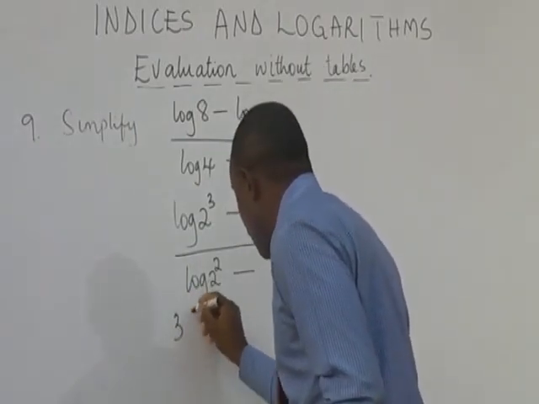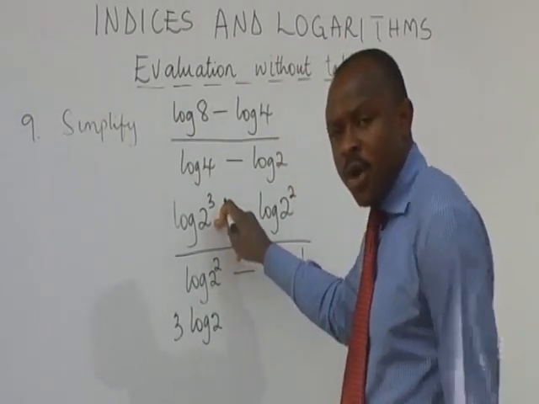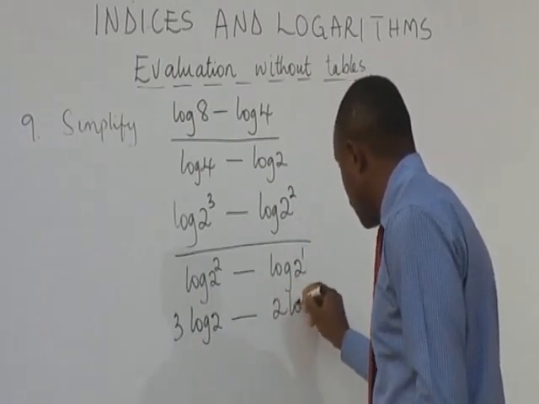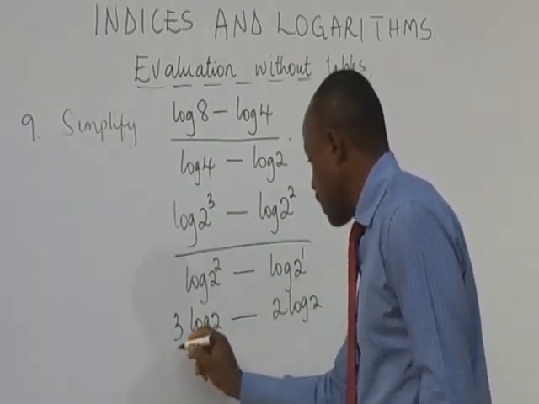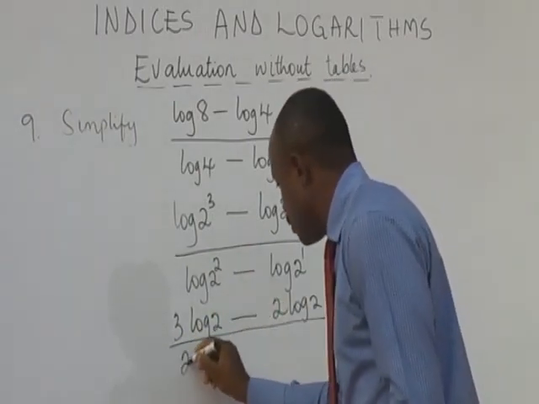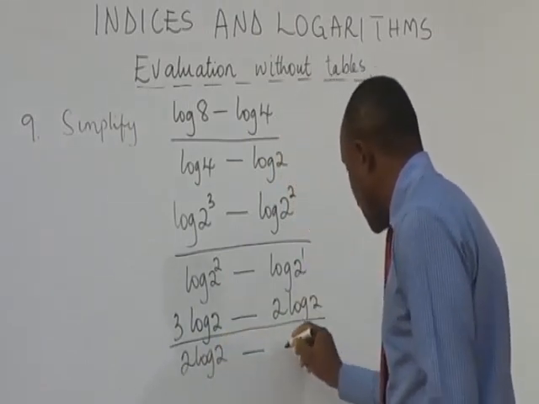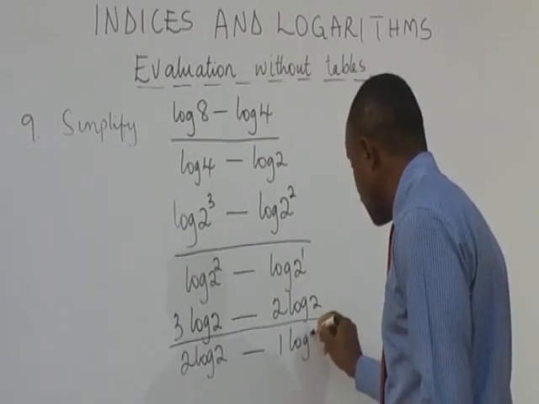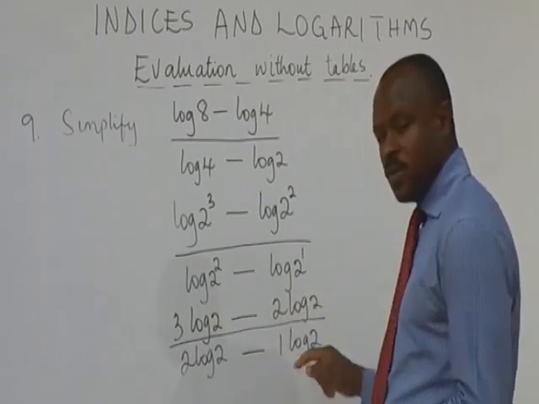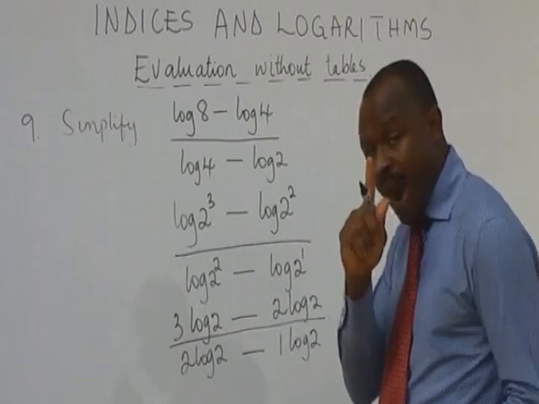3 log 2, applying the third law of logarithms, minus this will now become 2 log 2, divided by this will be 2 log 2 minus, this will be 1 log 2. 3 log 2 minus 2 log 2 is just like saying 3x minus 2x. You'll be left with 1 log 2.